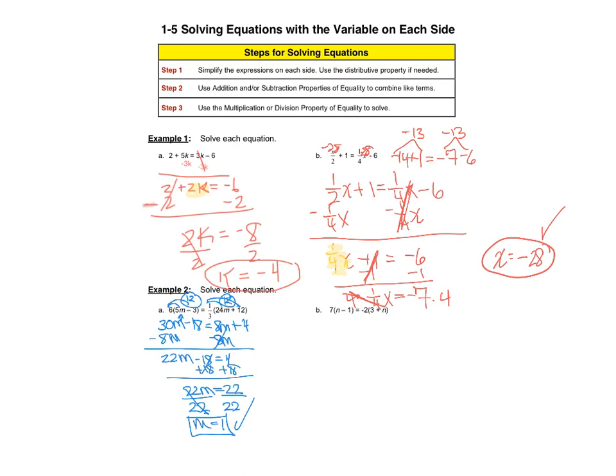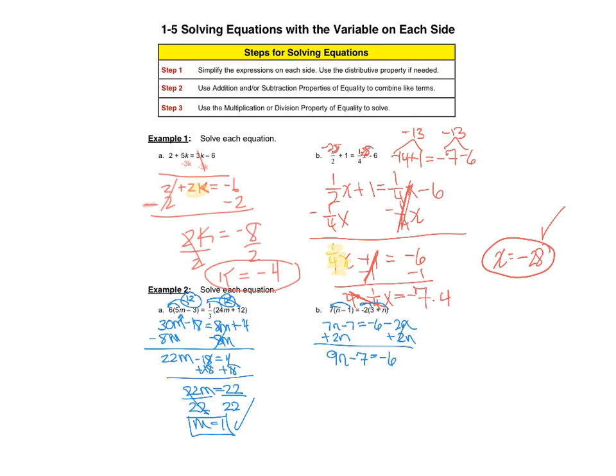Okay, in example 2b, I'm going to need the distributive property again. So when I do that, I get 7n minus 7 equals negative 2 times 3 is negative 6, and negative 2 times n is negative 2n. Get the n's to the same side, and I end up with 9n minus 7 equals negative 6.